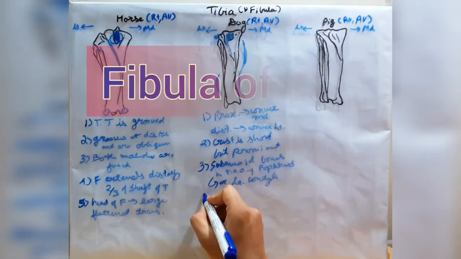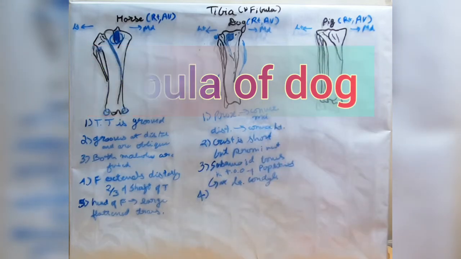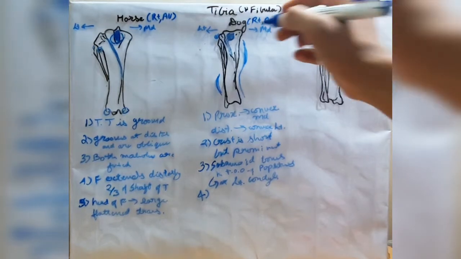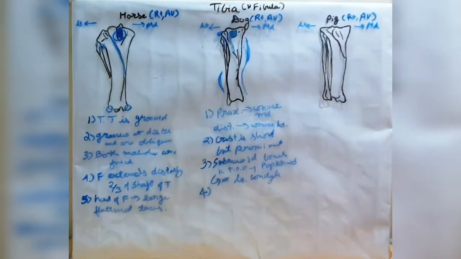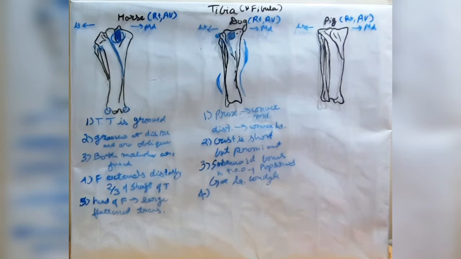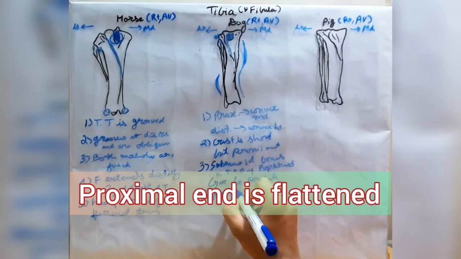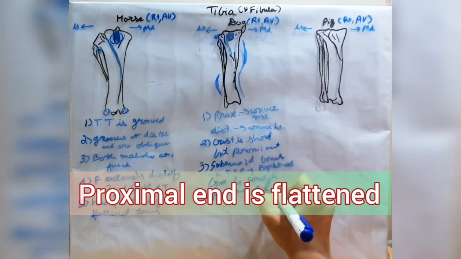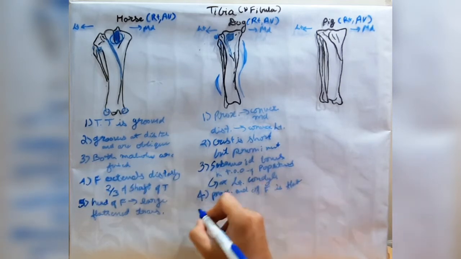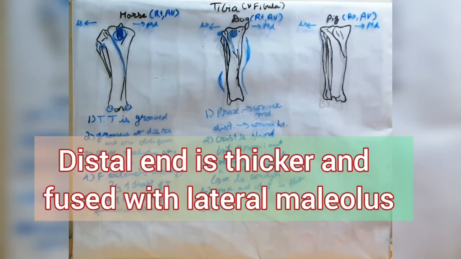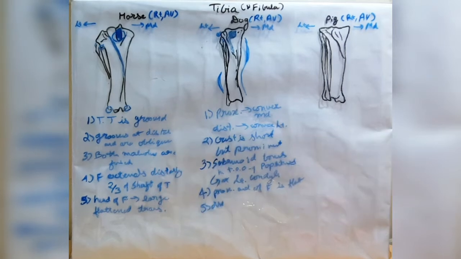Okay, now let us come to the fibula. The fibula of dog has a very flat proximal end that articulates with the lateral condyle just like every other species. So what is the unique thing? That it is flat. Proximal end is flat. So proximal end of fibula is flat and the distal end is very prominent. It is very thick and it forms the lateral malleolus.